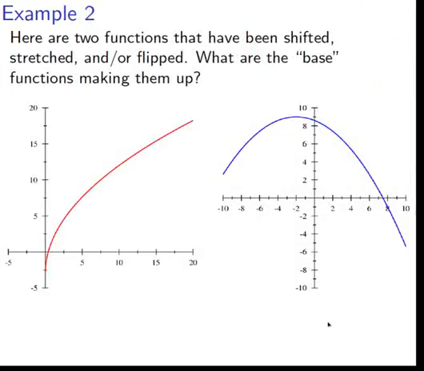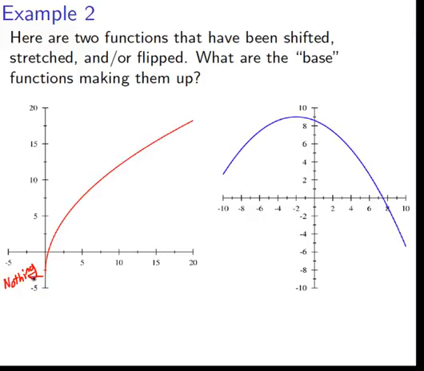Great. Next, here's two functions that have been shifted, stretched, and or flipped. What are the base functions making them up? So for this first one, the red graph, we think, oh well, it looks kind of like a parabolic arc, but a parabolic arc on its side, well, it's parabolic. Oh, hey, look, over here, there's nothing over on the left side. So if there's nothing on the left side, it's cut out the negative side. It's cut out the left side. What cut out one side?